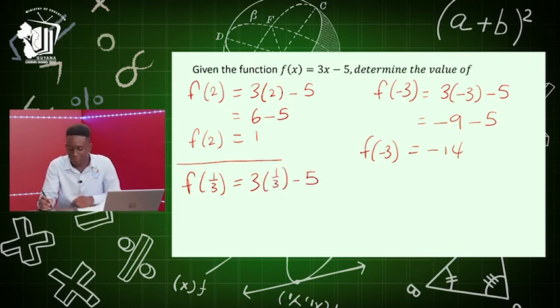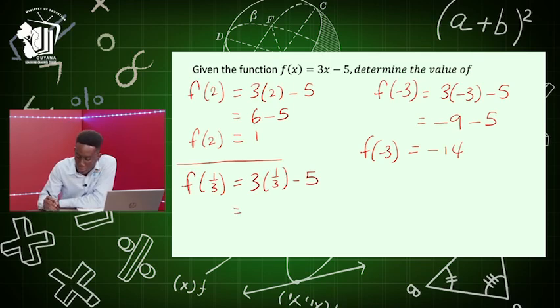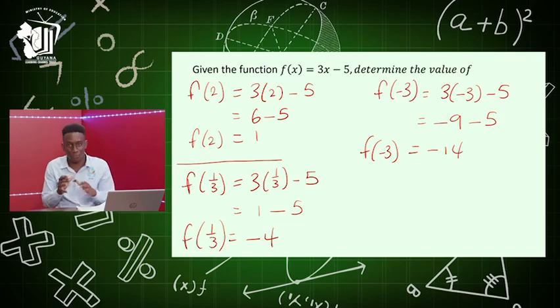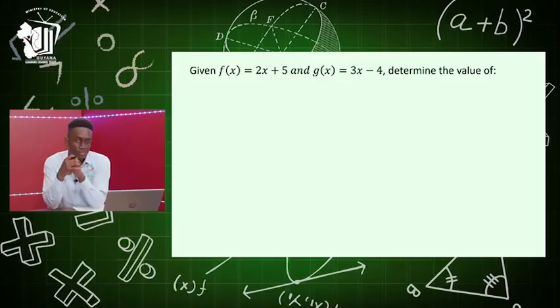Subtract 5. So 3 times 1 over 3 would give me 3 over 3, which will simply give me 1. So 1 minus 5 would give me a value of negative 4. So f of 1 over 3 would give me negative 4. So all we are doing, whatever value we want to evaluate, we are inputting that into the function, and that will give us another answer. So we put in something and we get out something, and that is what functions do. So let's look at another example.